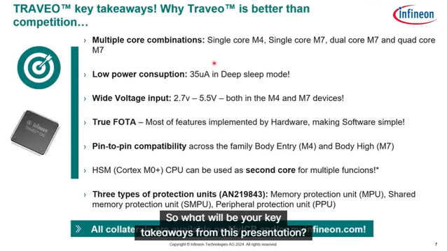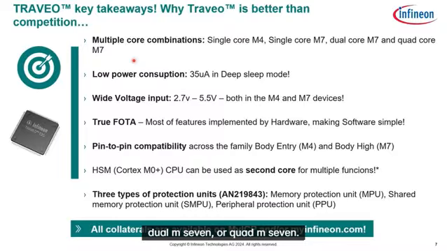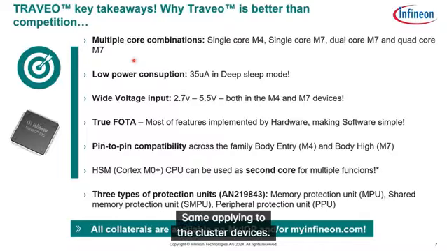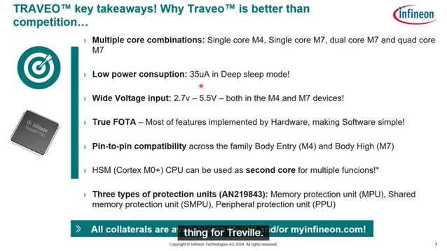So what will be your key takeaways from this presentation? It's that TRAVEO family multi-core combination, so you can go from a single M4 to a single M7, dual M7, or quad M7. Same applying to the cluster devices. You have low power consumption of down to 35 microamps in deep sleep mode with run retention. So you can have peripheral and run retention even on ultra low power consumption, kind of unique thing for TRAVEO.